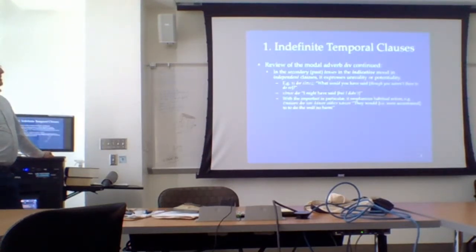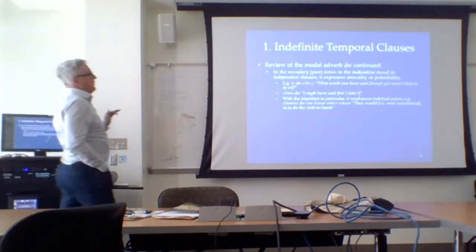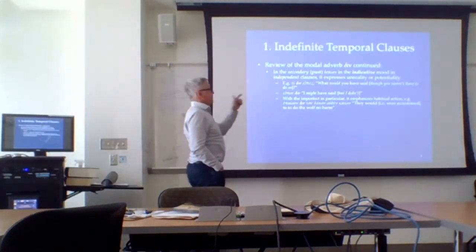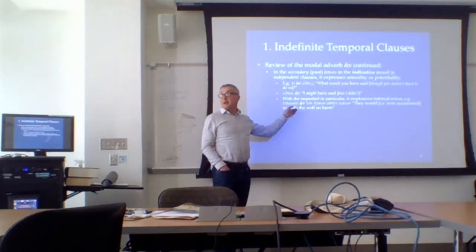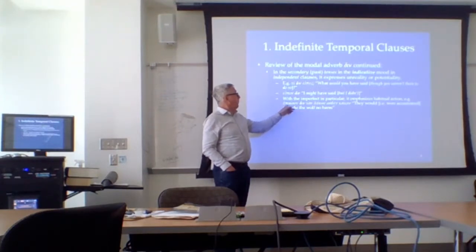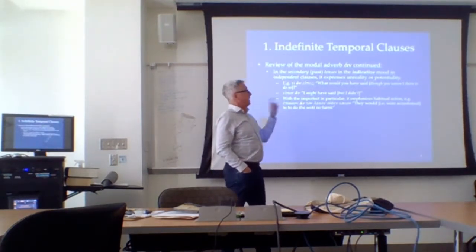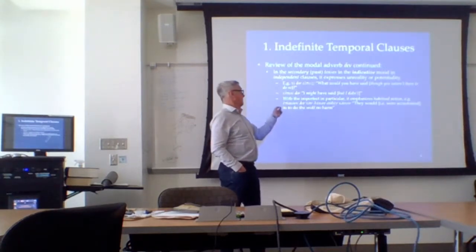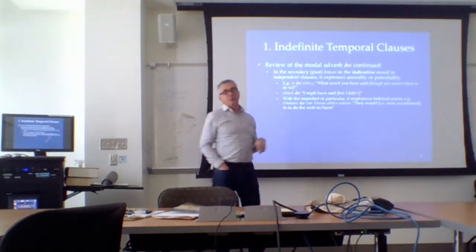And with the imperfect in particular, it emphasizes habitual action. So you can actually throw it in there if you're trying to say, this is something that I used to do in the past habitually. So, ἐποίουν ἂν τὸν λύκον οὐδὲν κακόν. They would, in other words, they used to, they were accustomed to do the wolf no harm.